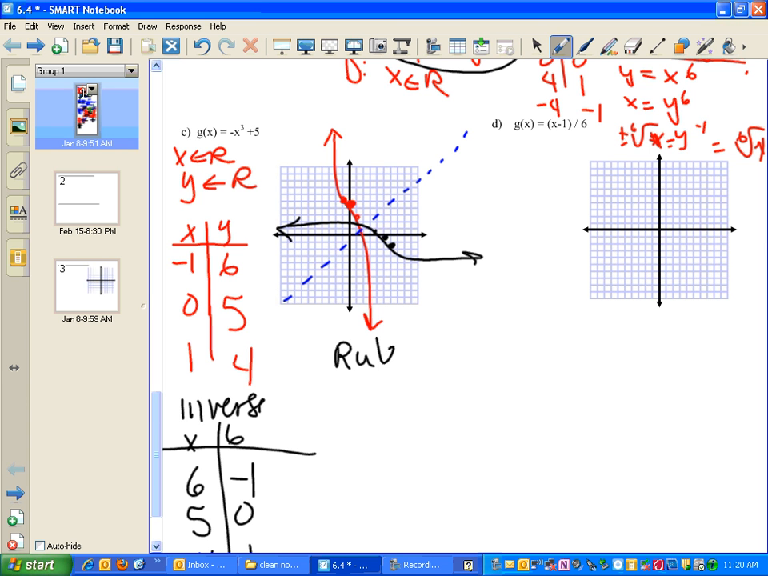So let's do our rule. If y equals negative x to the third plus 5, then we're going to say x is equal to negative y to the third plus 5. And now let's solve. What do I do?